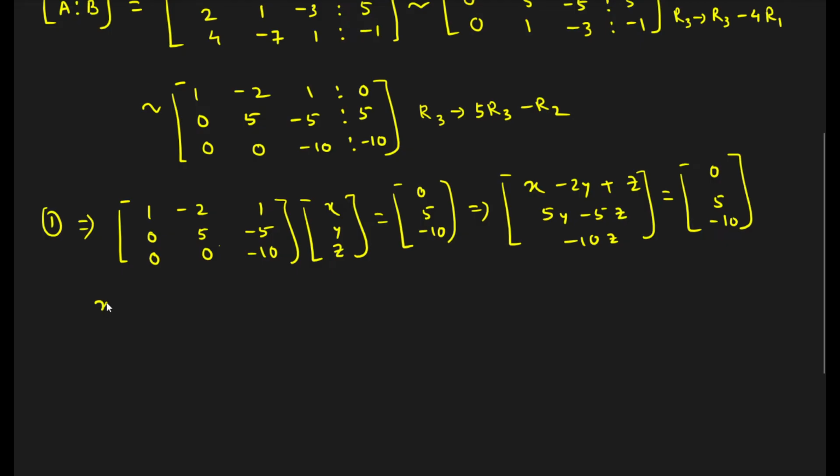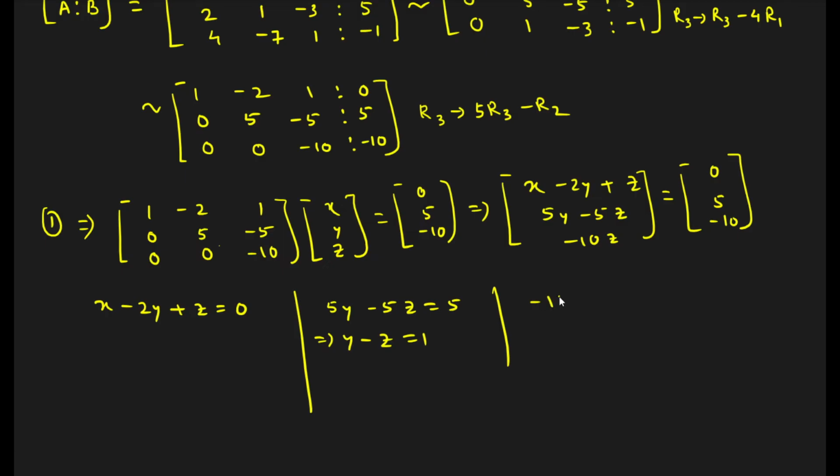Our first equation will be x minus twice y plus z equal to 0. Second equation is 5y minus 5z equals 5. So from here we can cancel 5, so it will be y minus z equals 1. And then finally minus 10z equals minus 10.